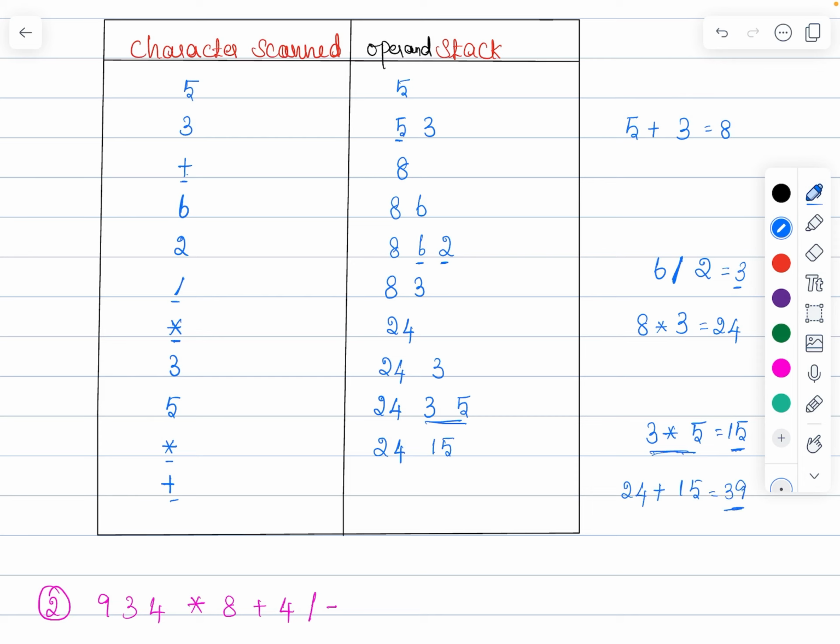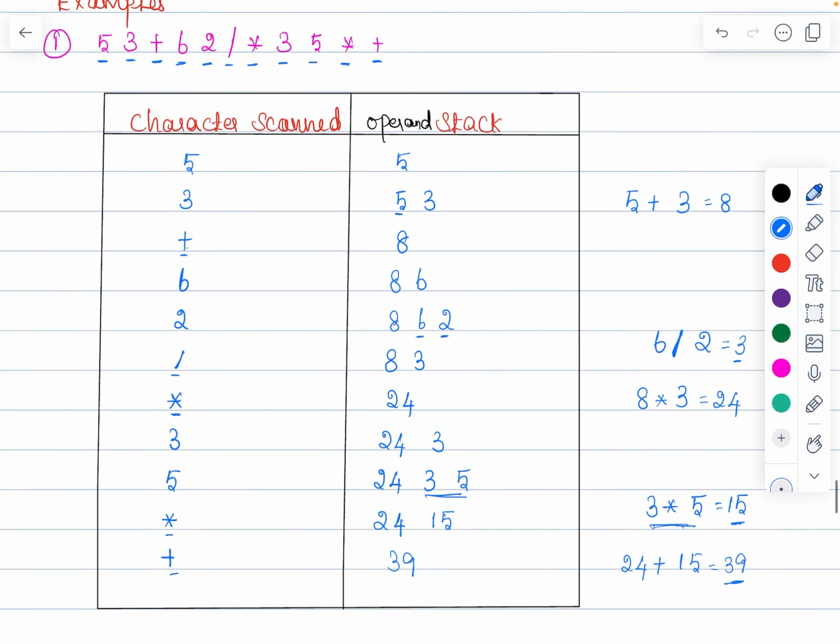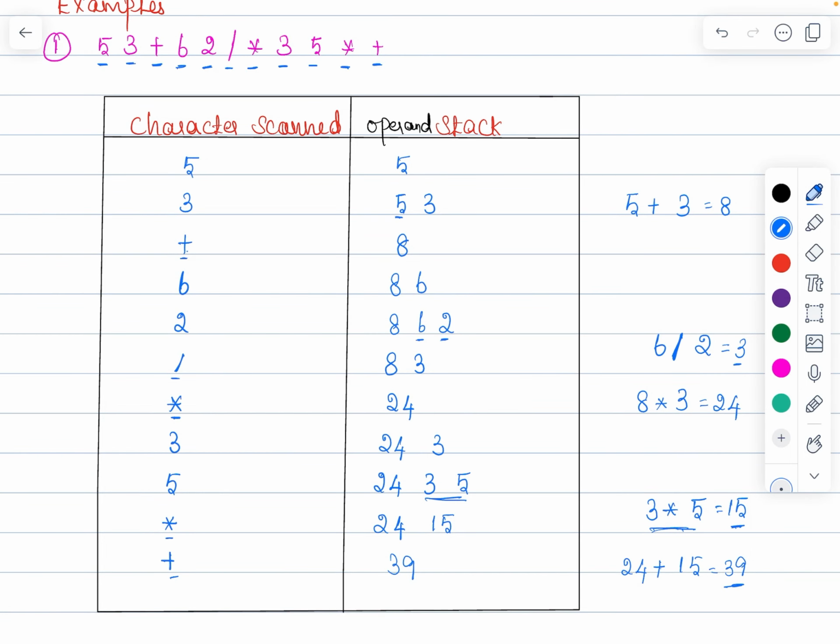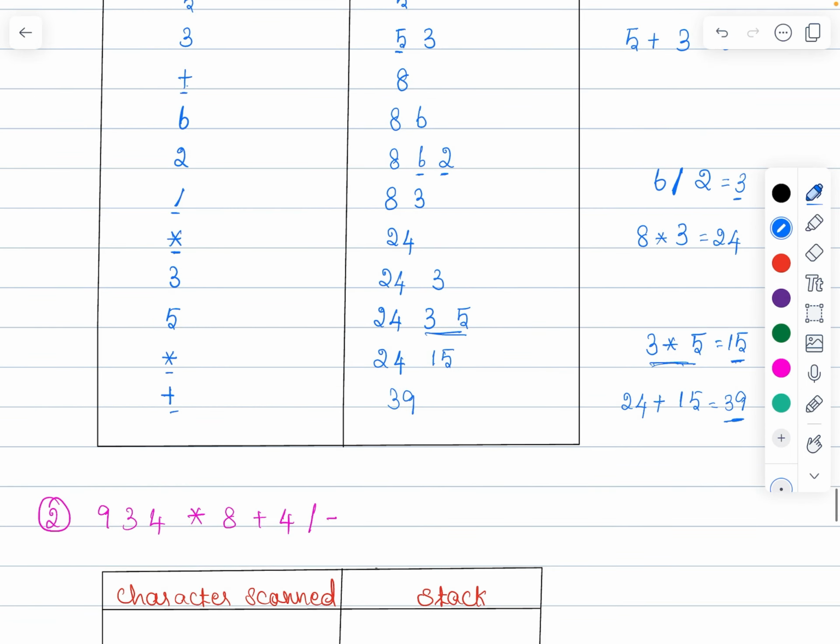After getting the result, you are supposed to push it onto the stack again. 39. Now in the stack only 39 would be there. Check for the next symbol. There are no more symbols to read here and this is going to be the final answer.